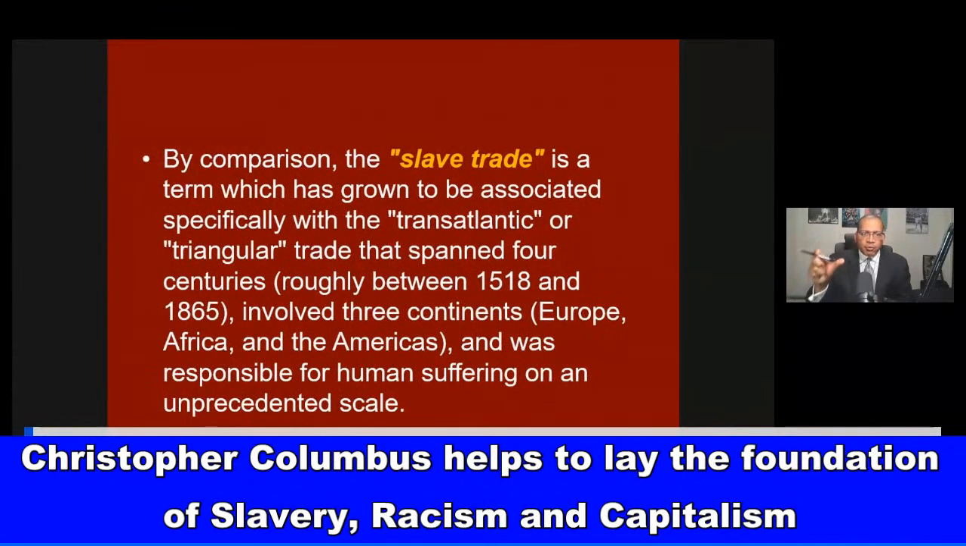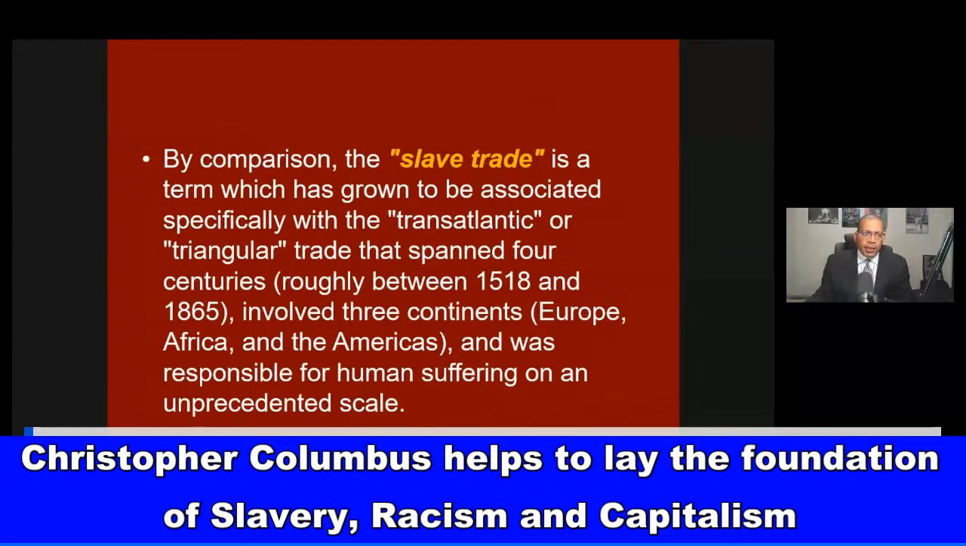By comparison, the slave trade is a term which has grown to be associated specifically with the transatlantic trade or the triangular trade that spanned for centuries. Roughly it goes back to 1441, but some people put it at 1518 because that deals with the Asiento de Negros of August 1518, signed by King Charles V of Spain, which drastically expands the transatlantic slave trade and increases the need for enslaved African labor. This involved 3 countries, 3 continents, Europe, Africa, and the Americas, and was responsible for human suffering on an unprecedented scale.